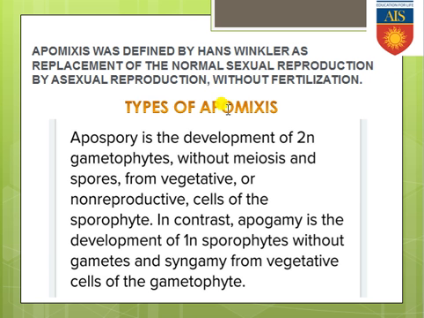Next, types of apomixis. What are the types of apomixis? Apomixis can be of two types. One is apospory, another one is apogamy. Keep it in your mind, apospory is the development of 2n gametophyte from the sporophytic plant body. Again I am repeating, apospory means when the sporophytic plant body is getting converted into a gametophytic plant body.